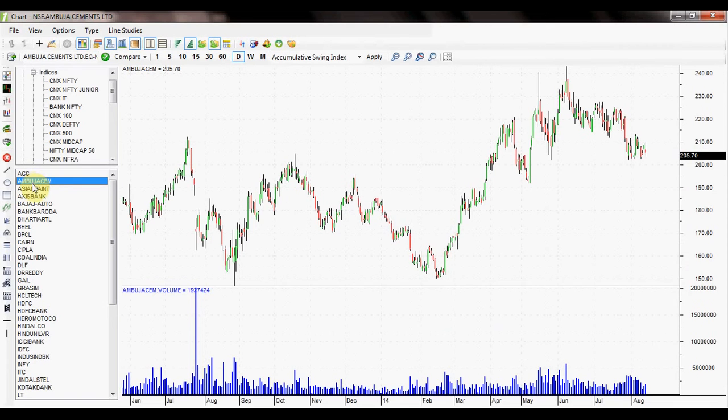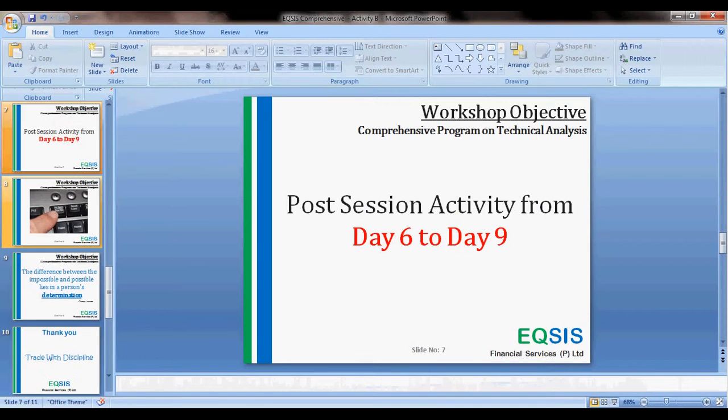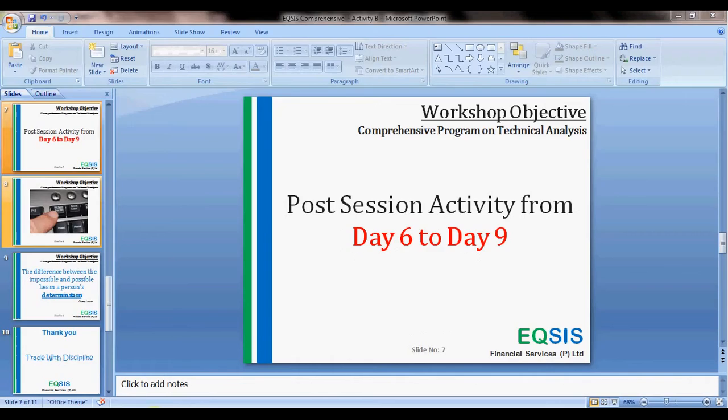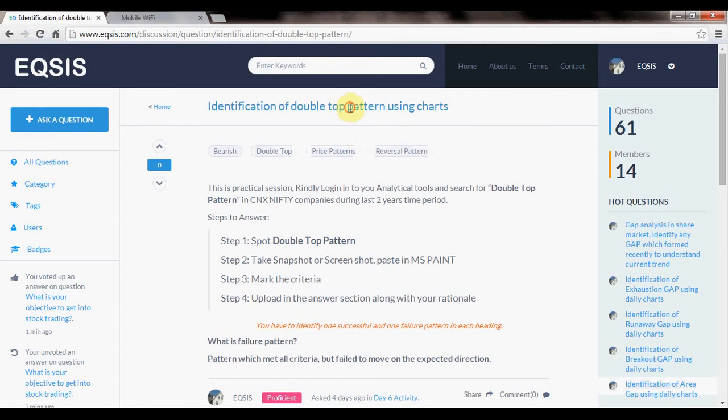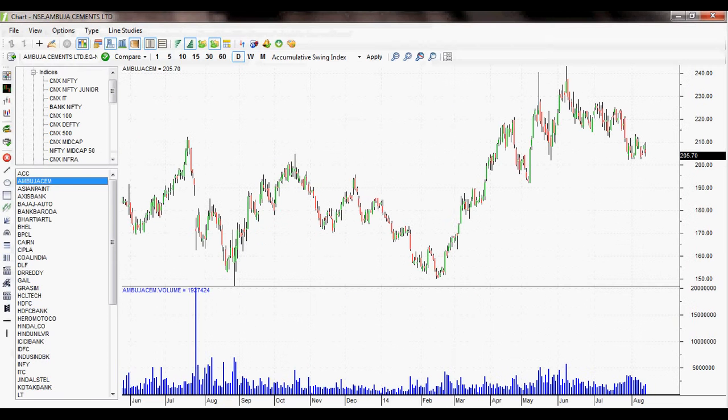scroll one by one to identify the pattern which is asked in your question, which is the double top. The question asked now is a double top, so I am concerned only with the double top. There are no other patterns. To answer this question, spot the double top pattern. How to spot the pattern? Take the analytical tool, the charting platform, and make sure that you are in D. I don't want something in weekly or monthly. I hope you are also aware of it.